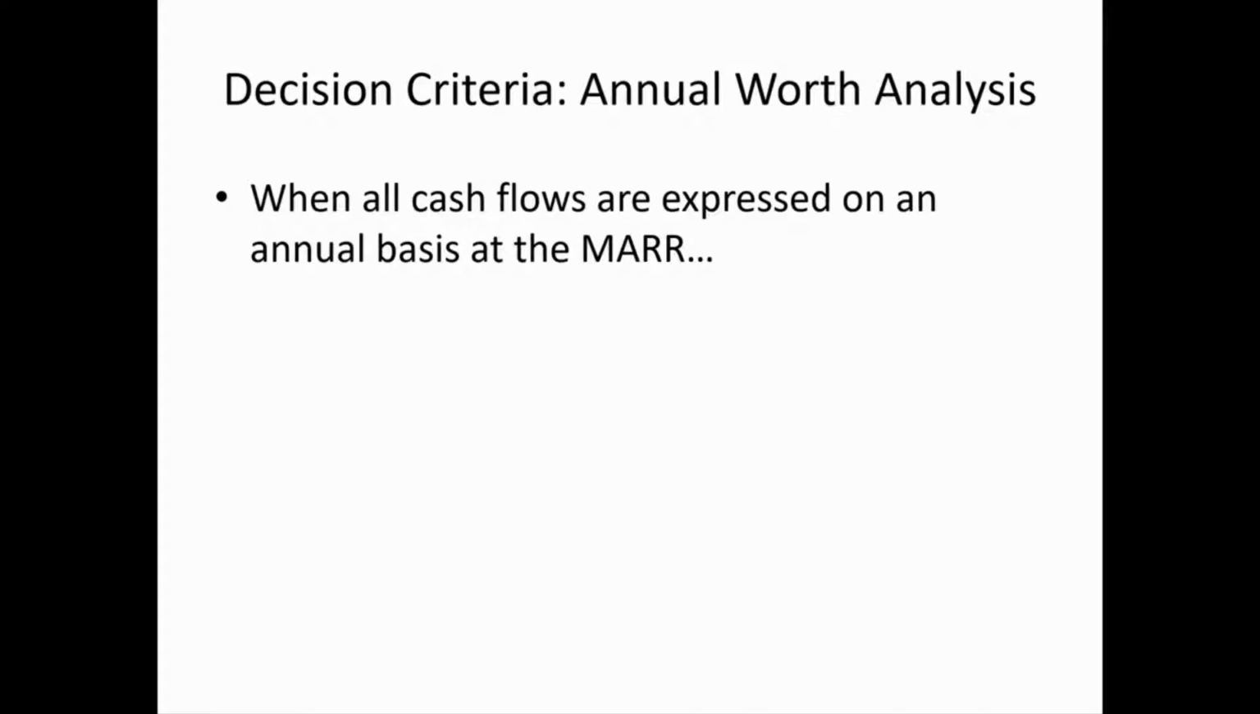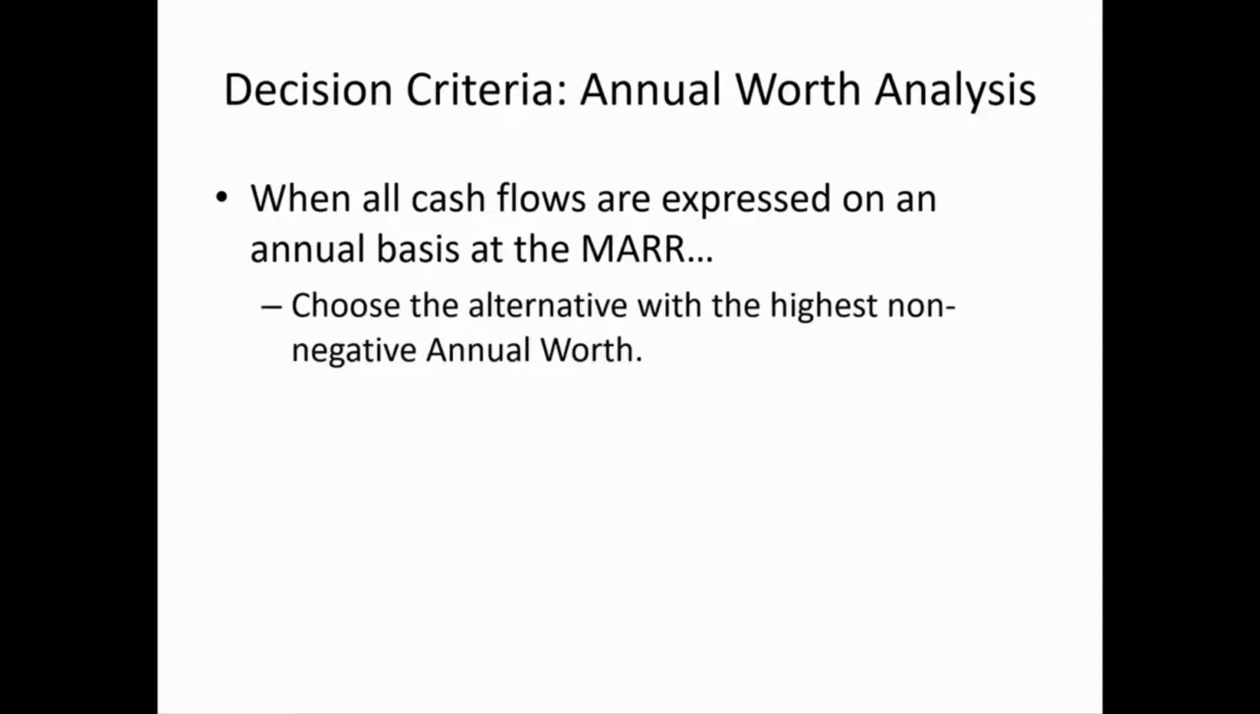So if you detect a trend here, the decision criteria for annual worth analysis is that you express cash flows on an annual basis. That means you're going to be converting a cash flow diagram so that all of the amounts, whether they're future, present, or already an annual series, are expressed on an annual basis. And then the interest rate that you're applying is the minimum acceptable rate of return. You choose the alternative with the highest non-negative annual worth.